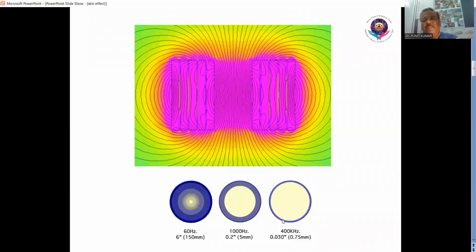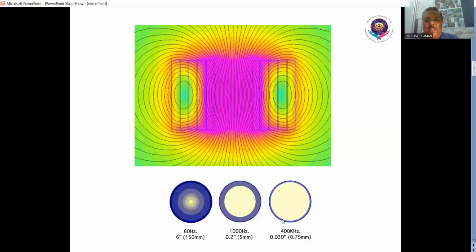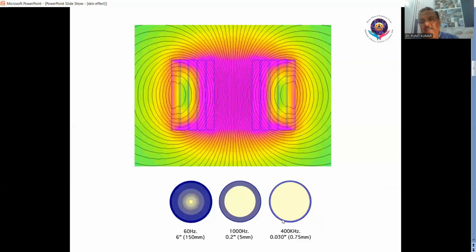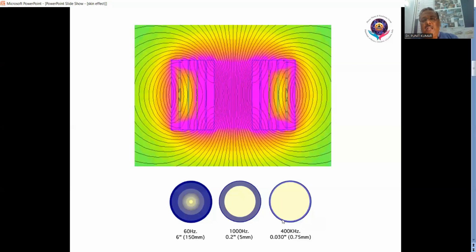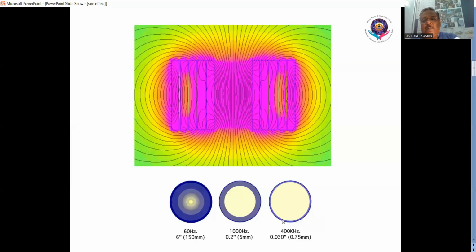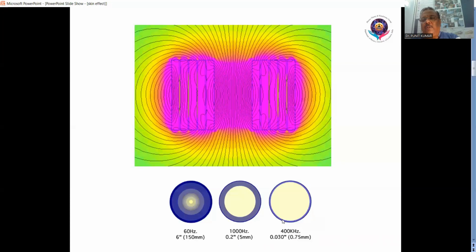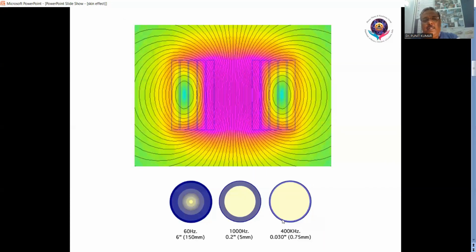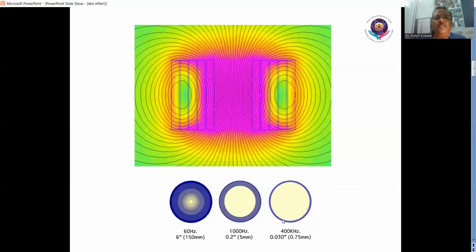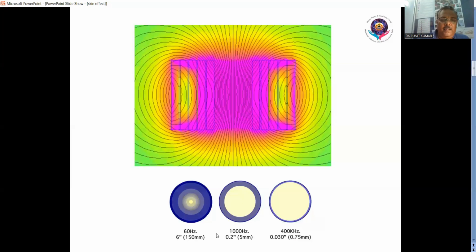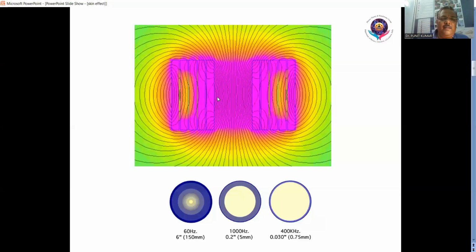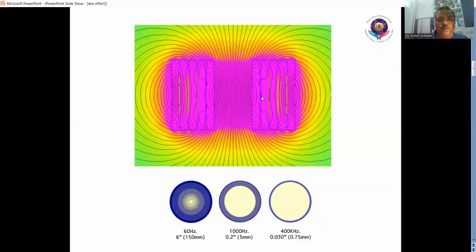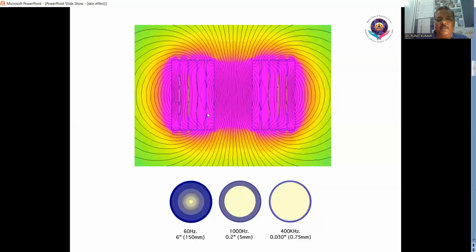So skin effect is basically the confinement of the electric current near the surface of the conductor, which results from the decay of the electromagnetic wave as it traverses down the conducting medium. You can see that the electric field is being pushed towards the surface.